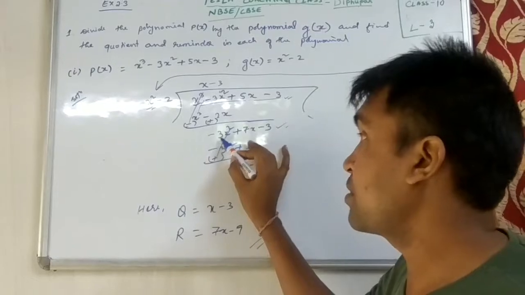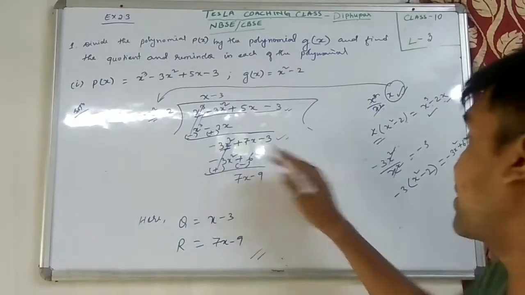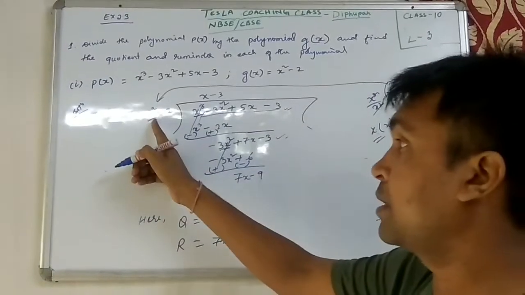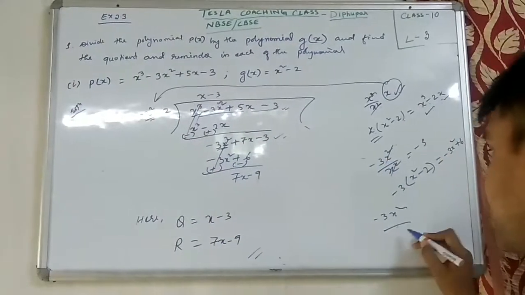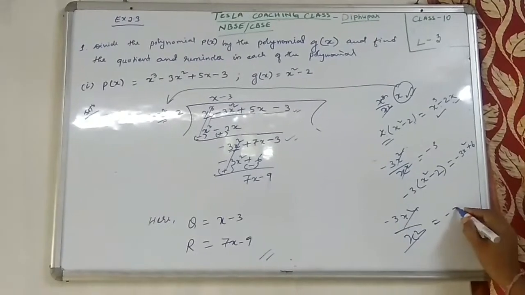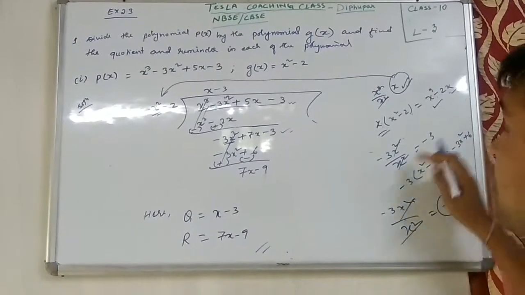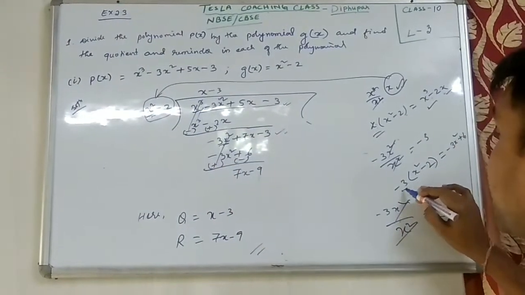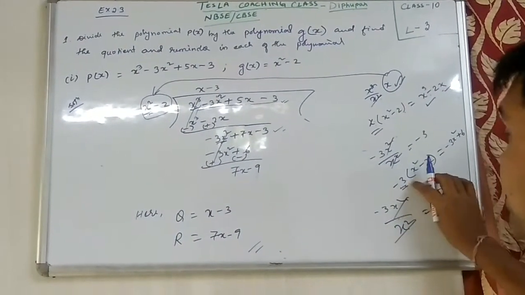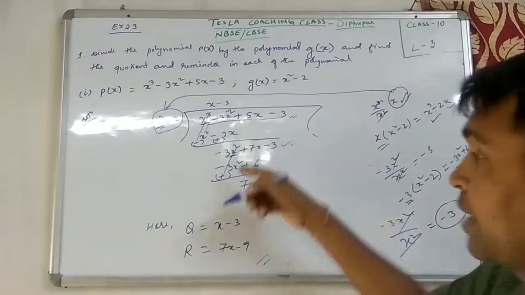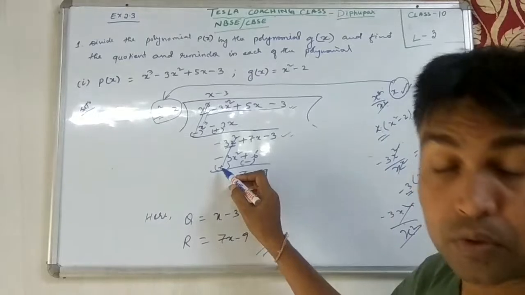Now the first term is minus 3x square, and the first term of the divisor is x square. So we divide minus 3x square by x square. Cancel, and what is left is minus 3. With this minus 3, we again have to multiply the divisor. So it becomes minus 3 into x square minus 2.